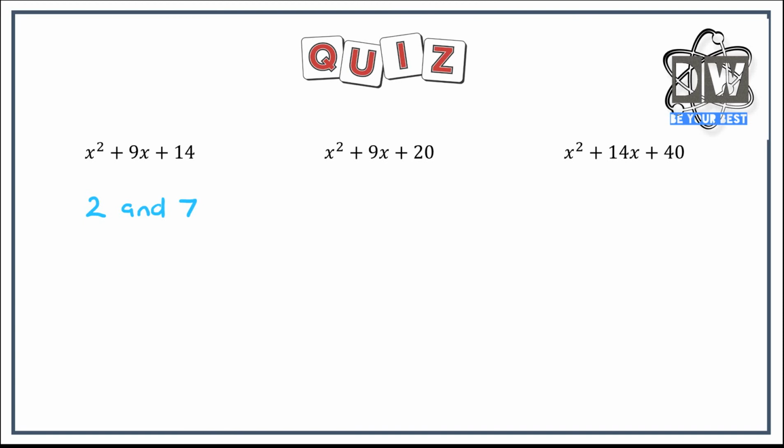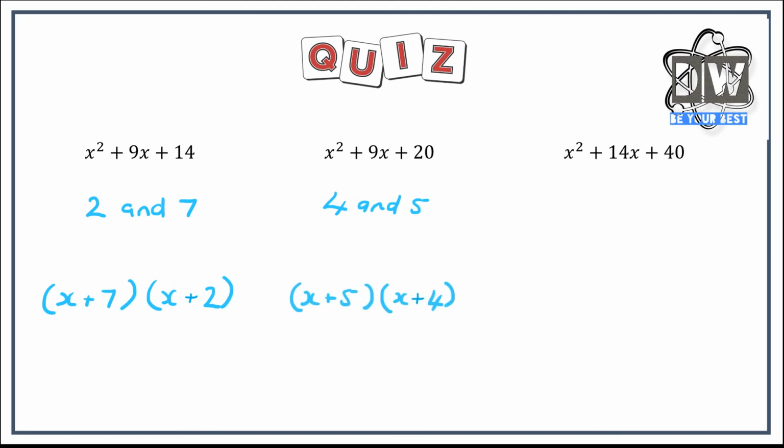because 2 times 7 is 14, and 2 plus 7 is 9. And there we go, drop it into our brackets. The next one is 4 times 5 is 20, and 4 plus 5 is 9. And then we've got brackets there, we bang them in. Last but not least, we've got 10 times 4 is 40, and 10 plus 4 is 14. Bang them in our brackets and we're done.